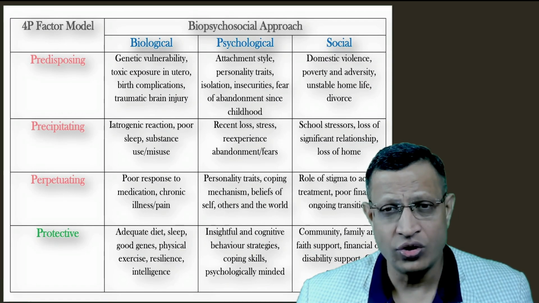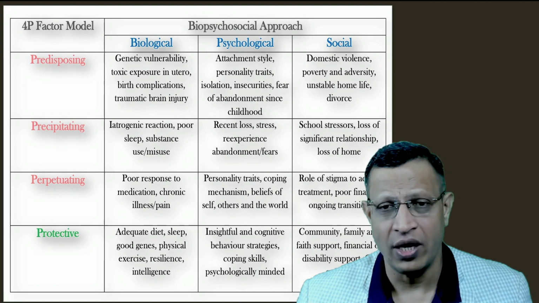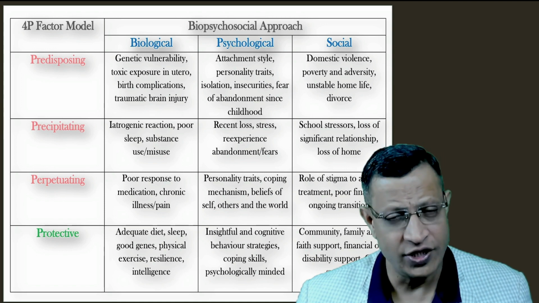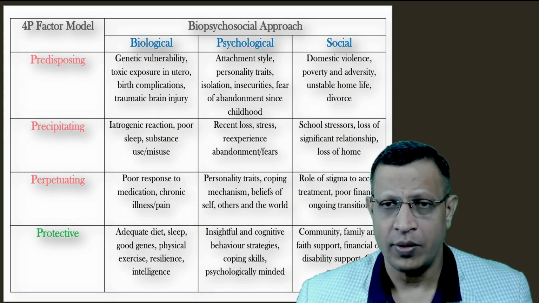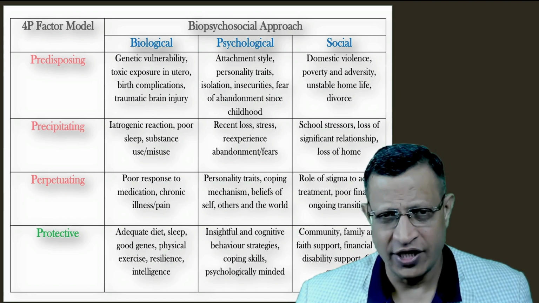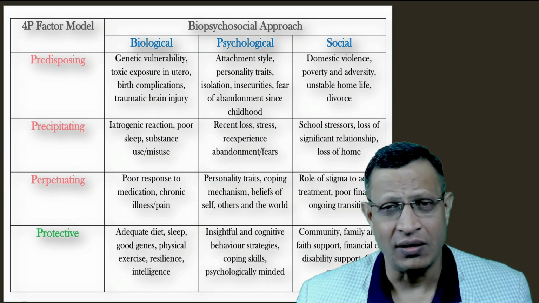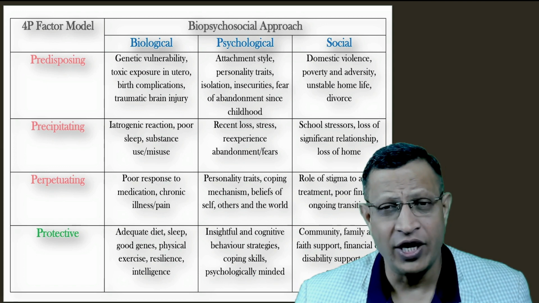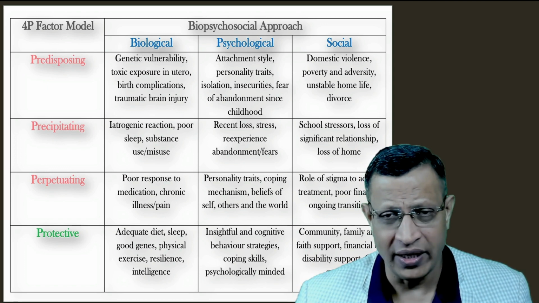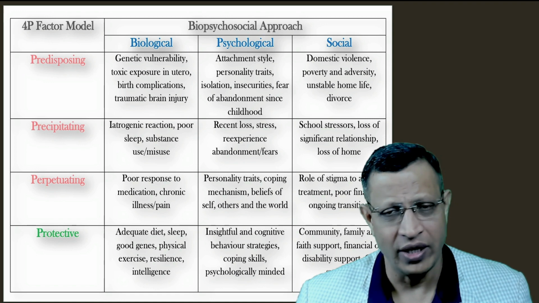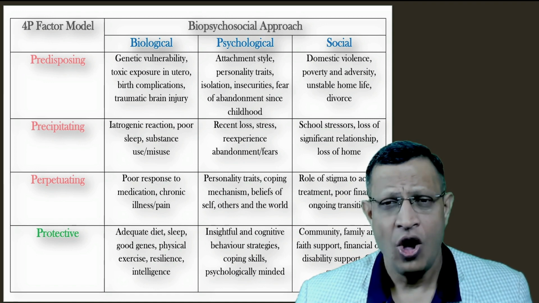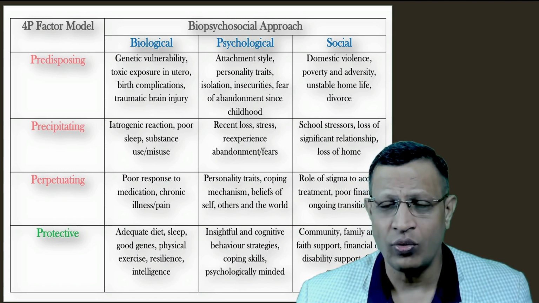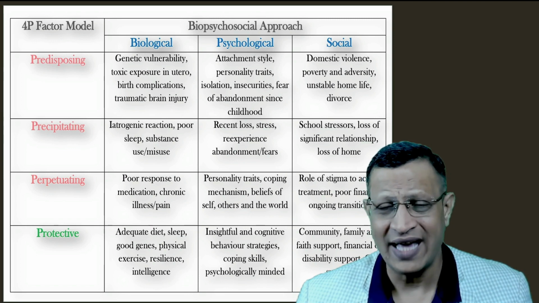Now, the symptoms also need to be understood from a biopsychosocial approach. Here, there is something called the 4P model. The 4P model is predisposing, precipitating, perpetuating, and protective. What is predisposing? Predisposing is biological constituents, that is genetics. That means nothing comes out of zero. There should be a predisposing condition such as genetic vulnerability which will push a person to develop psychosis or a depression. That is predisposing.